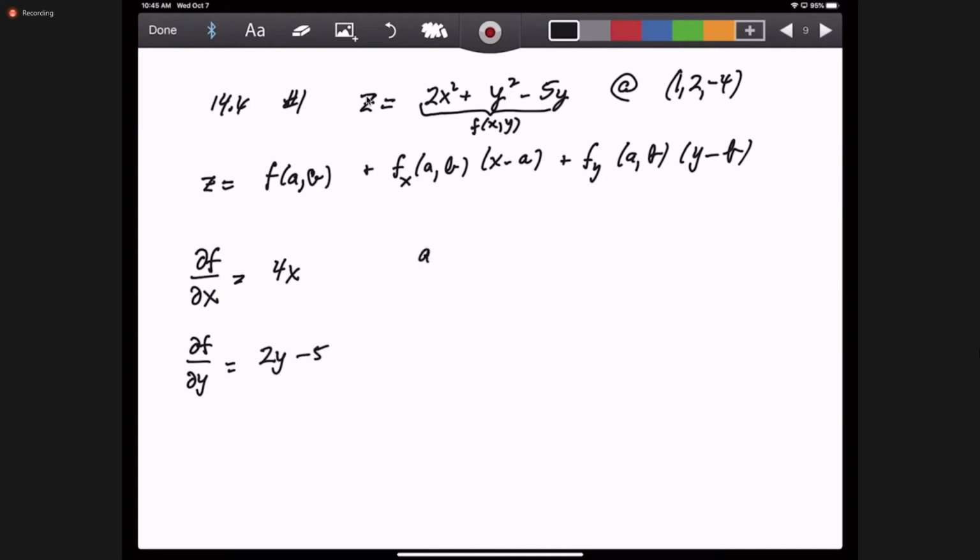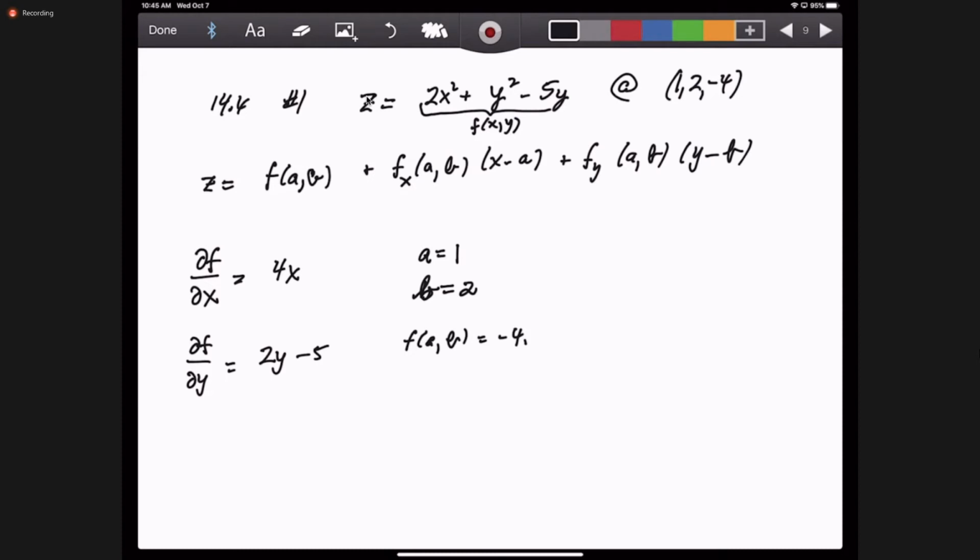Here, a is equal to 1, b is equal to 2. So f of (a, b), therefore, is equal to -4. That's the z value corresponding to the given x and y values. And let's just check there.